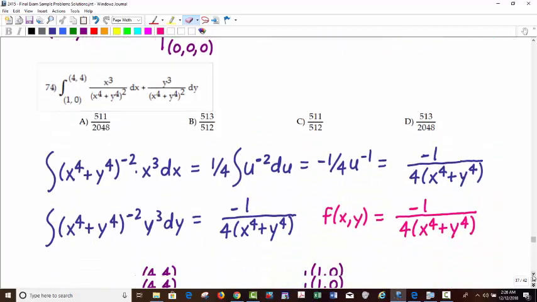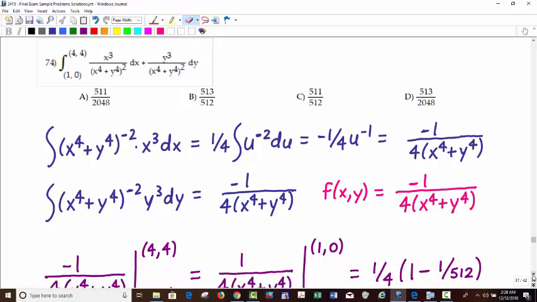Here's another one. So you see, using the fundamental theorem of line integrals, I didn't even verify that it was conservative, because it is. So when you integrate both these functions, they're u subs, they produce the exact same term. So therefore, that's the common term. And f of xy is just negative 1 over 4 times x to the fourth, y to the fourth.